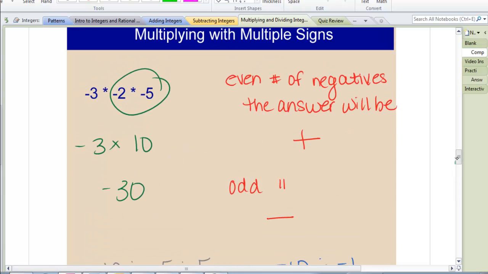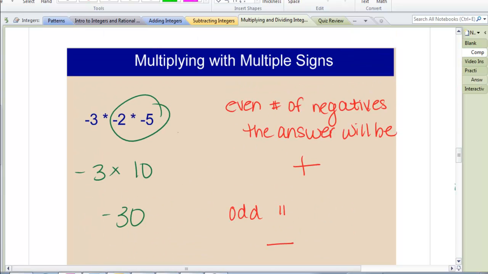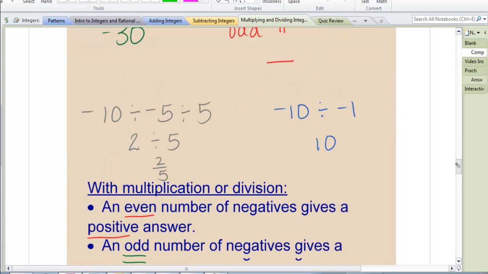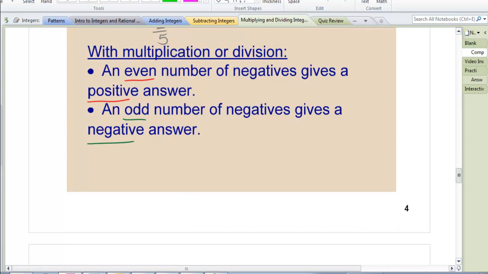Whereas when I multiply it, I get the same answer regardless of what order I multiplied in. So with multiplication, it doesn't matter what order you multiply in as long as you have all multiplication. With division, you always have to work left to right. And if you have different operations in there, then you need to follow your order of operations.